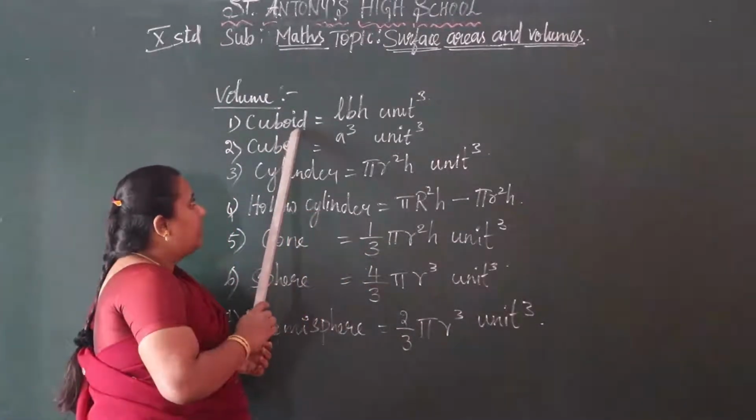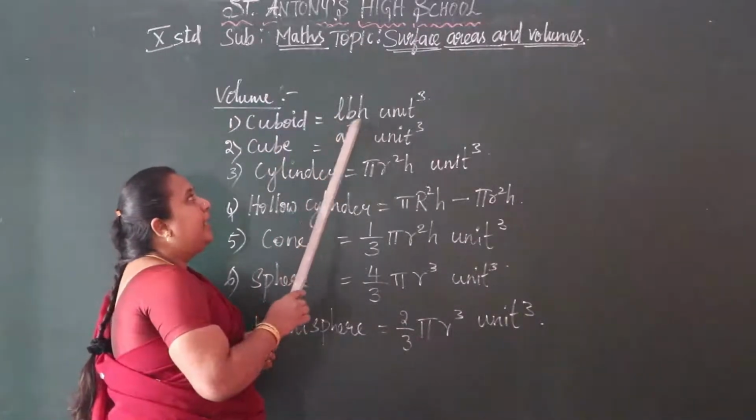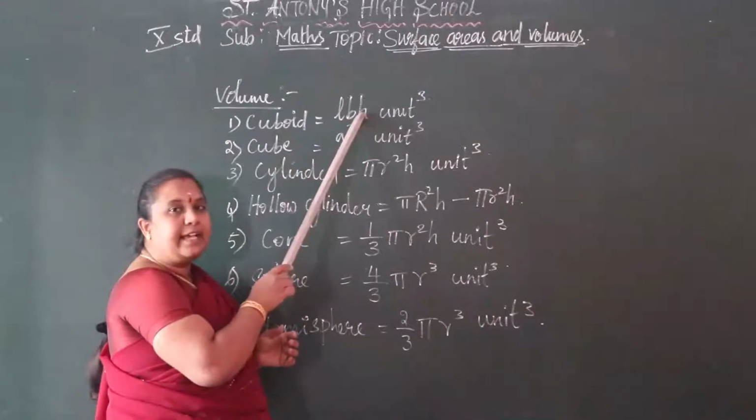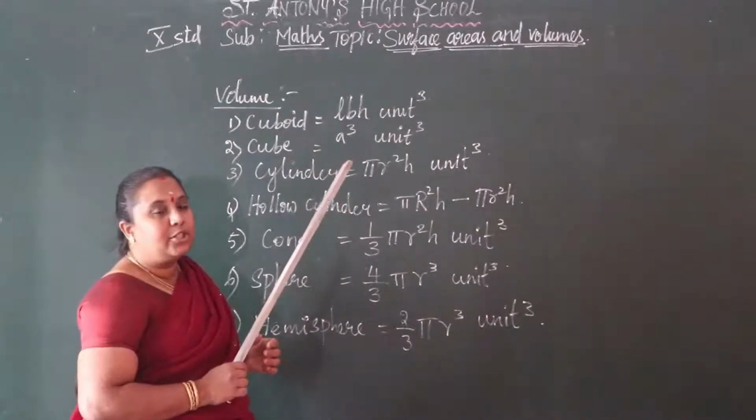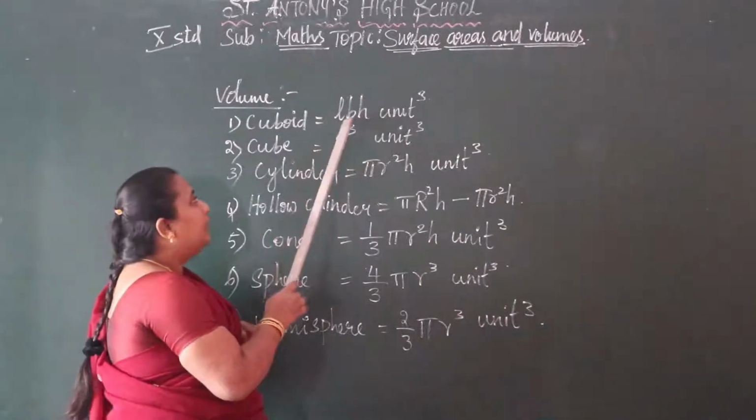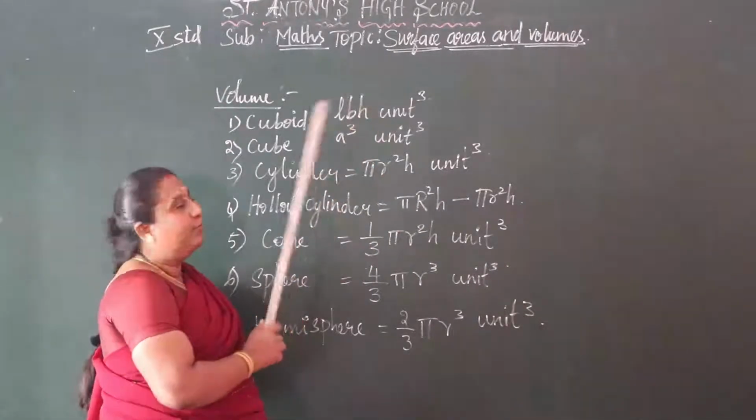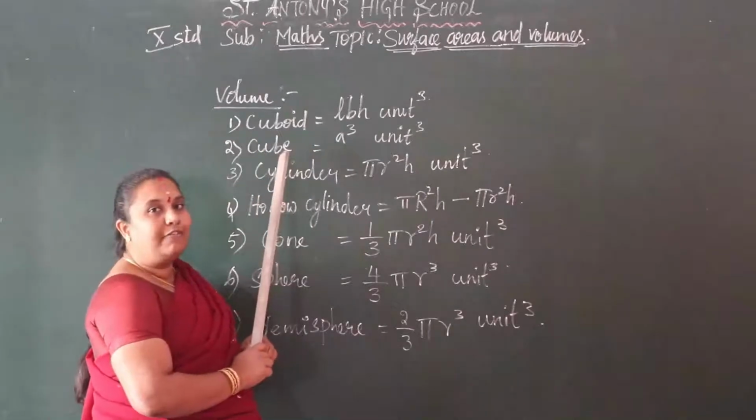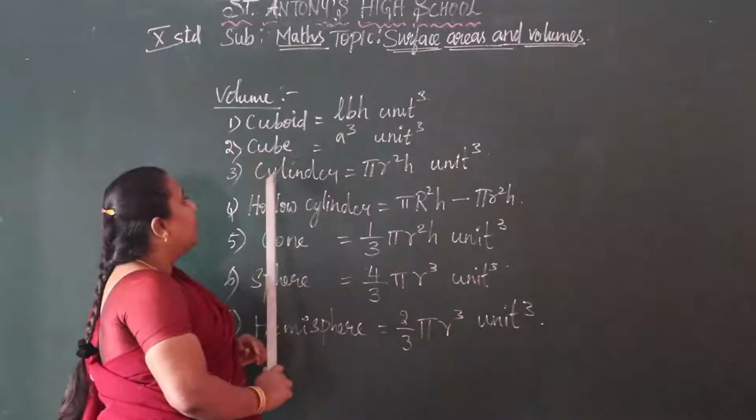So what is the formula to find the volume of a cuboid? L B H unit cube. What is meant by L, B and H? Length, breadth, height. So we can say L into B into H, or L B H unit cube. Then the cube. What is the formula to find the volume of a cube? Volume of cube is a cube, unit cube.